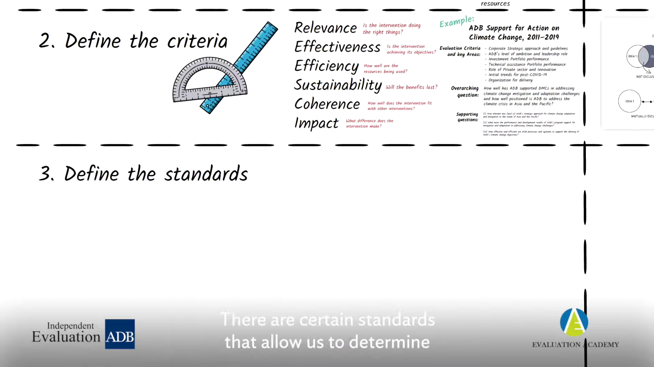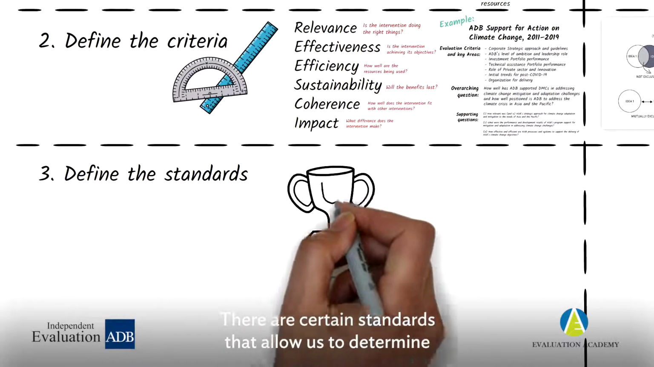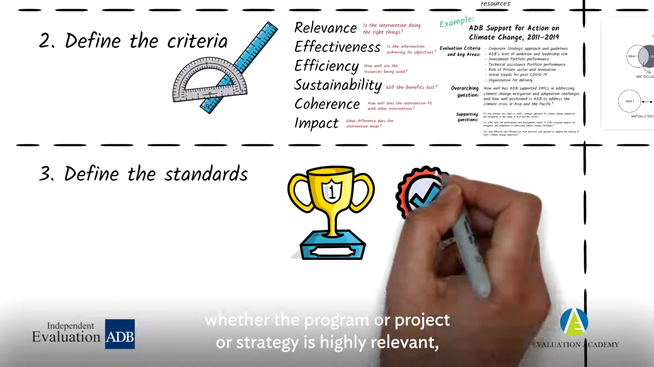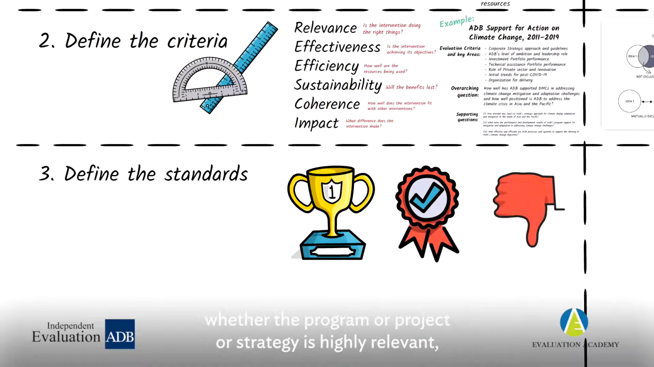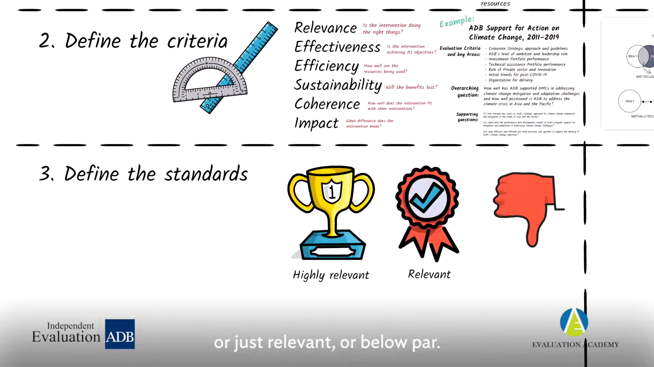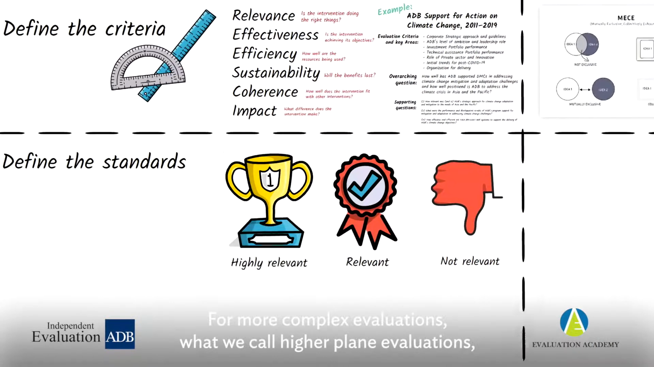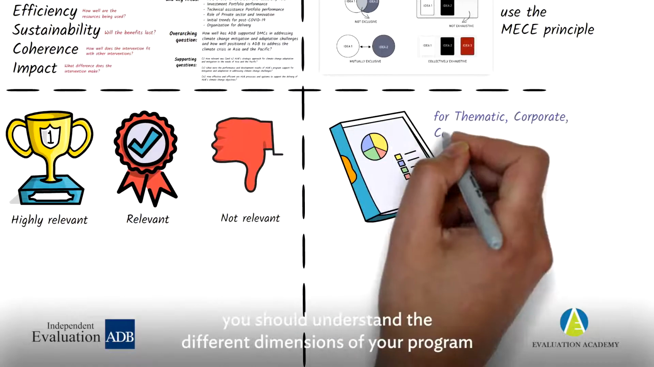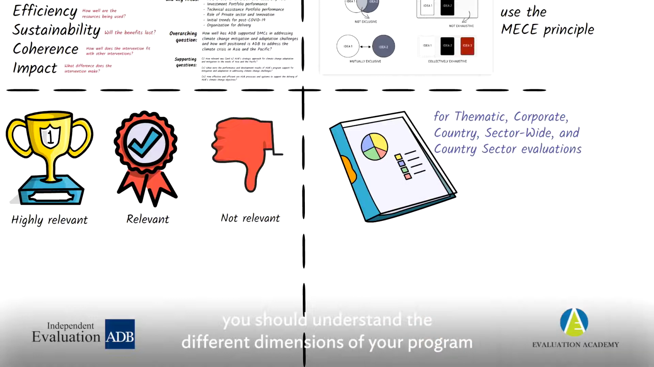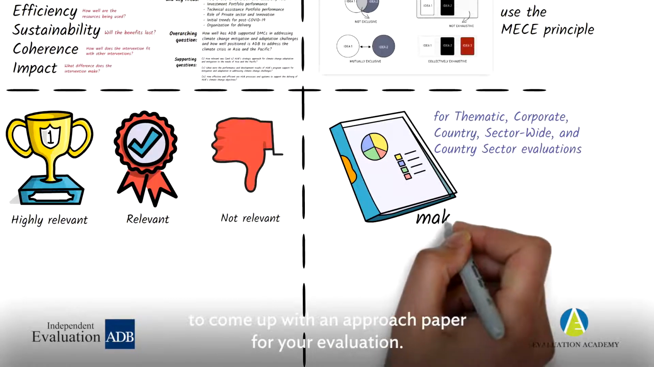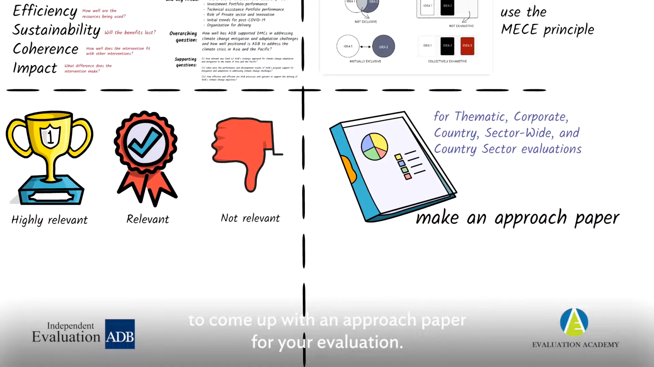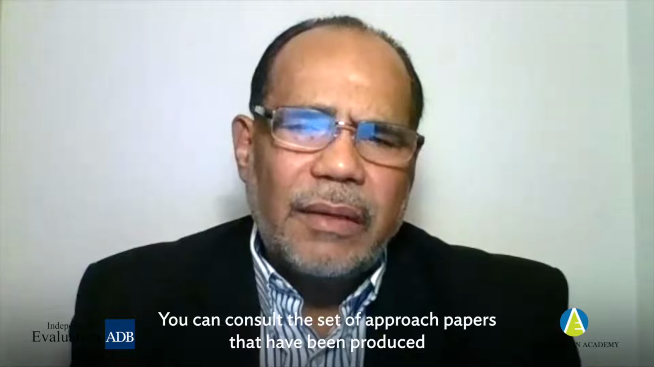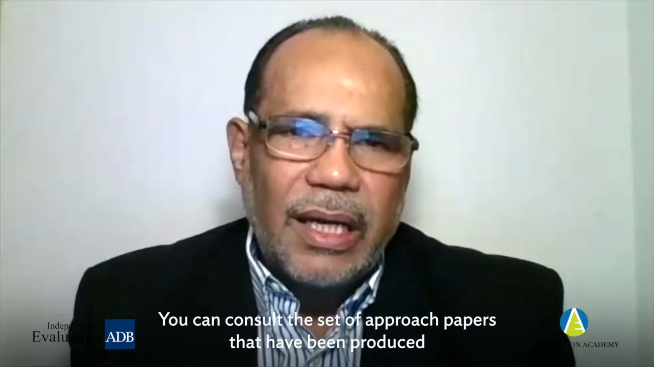The third step, define the standards. There are certain standards that allow us to determine whether the program or project or strategy is highly relevant or just relevant or below par. For more complex evaluations, what we call higher plane evaluations, you should understand the different dimensions of your program to come up with an approach paper for your evaluation. You can consult the set of approach papers that have been produced in IED by visiting the IED's site.